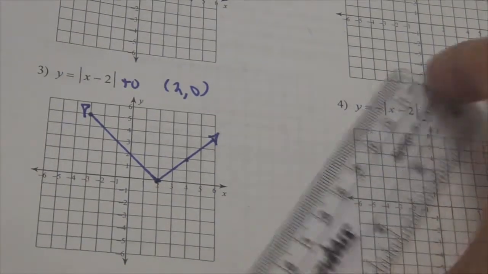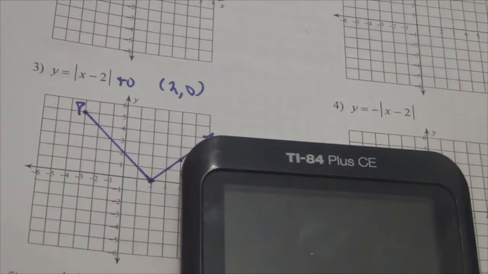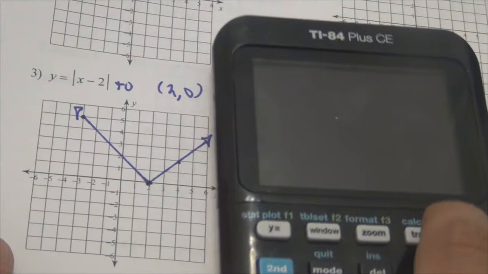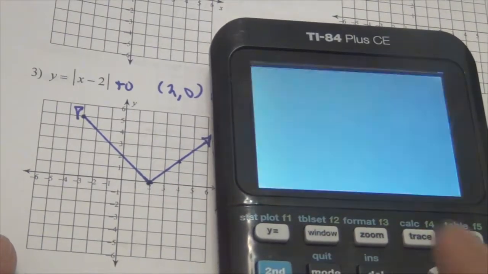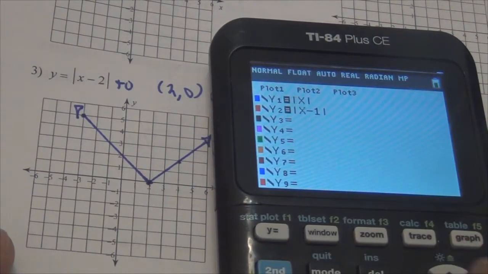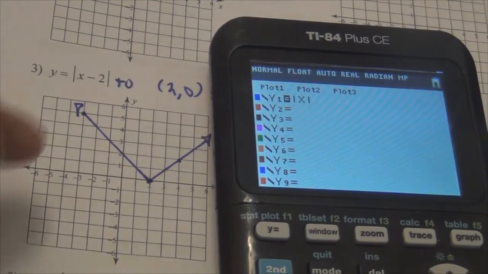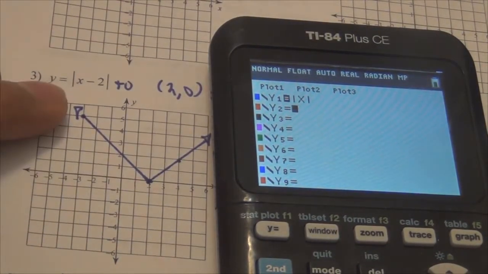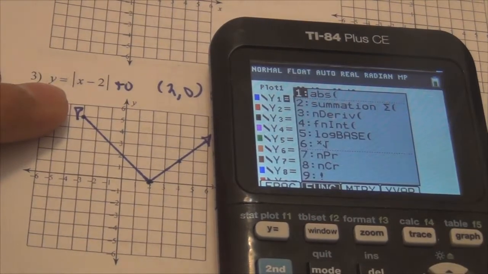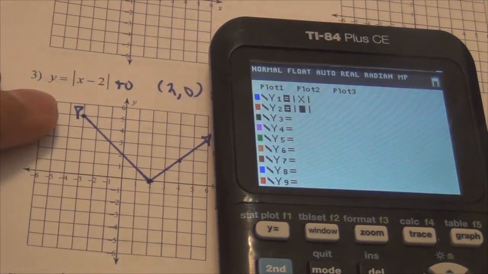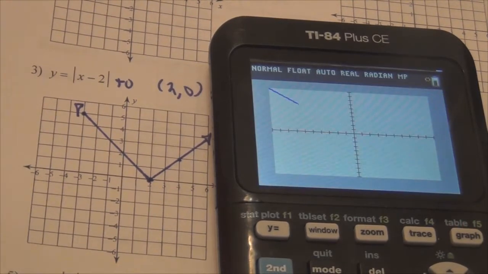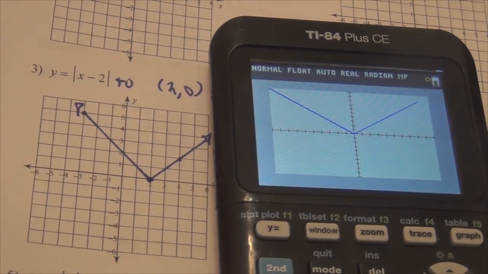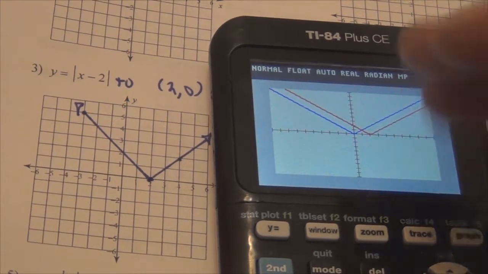See that? Okay. But it's always good to have the calculator handy. So let's see what's going on with the calculator. I'm not going to clear the parent function. I'm just going to leave it there and create the other one. So absolute value of x minus 2. Okay, graph. So that's the parent function with vertex at 0, 0. And this is the other one. Look, a shift to the right 2 units and not 0 up and down.